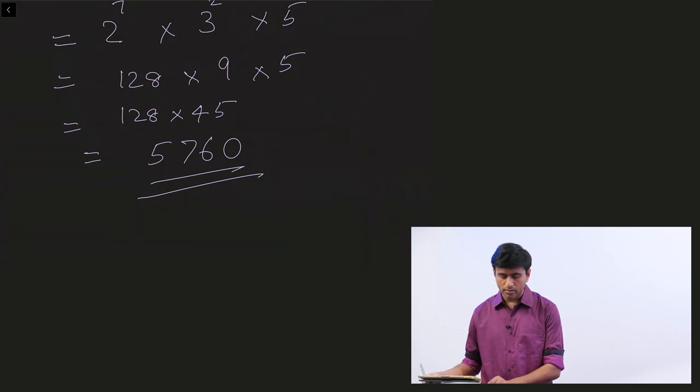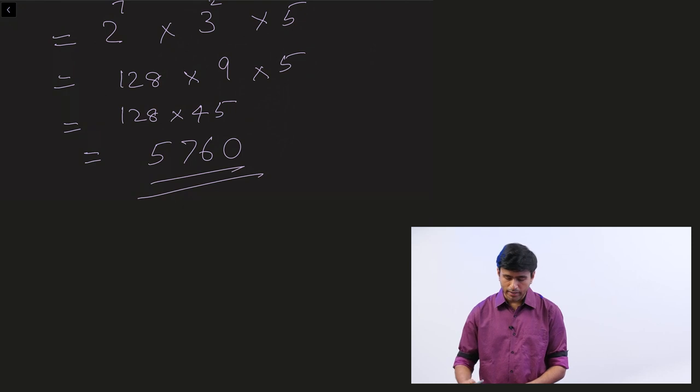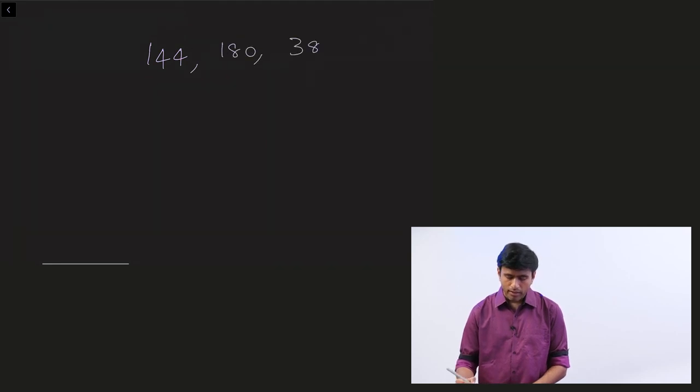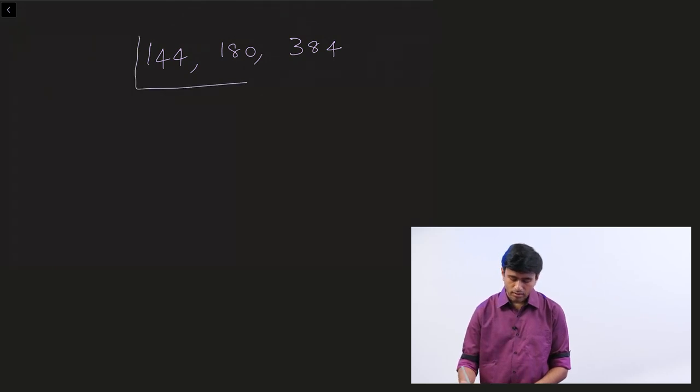Now let's do the second method, division by prime factors. Let's take the same numbers, 144, 180 and 384. In this method, we have to find the prime factors of all the three numbers simultaneously. So let's do it. 2, 72, 90, 192.